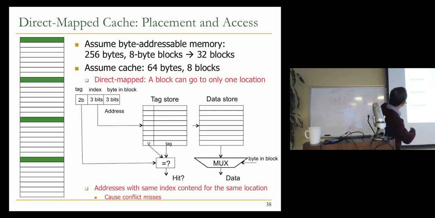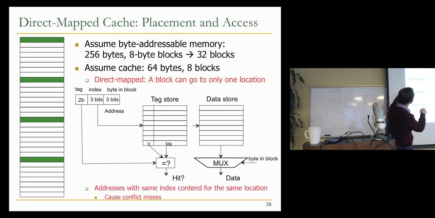So that's why I draw this memory picture over here. Assume that this is, again, a toy memory. Assume that you have 256 bytes in your memory, and you have 8-byte blocks. Basically, logically, the memory looks like this. You have 32 blocks in it, if you ignore the green one for now, and each block is 8 bytes.